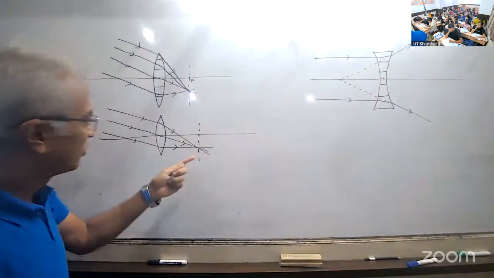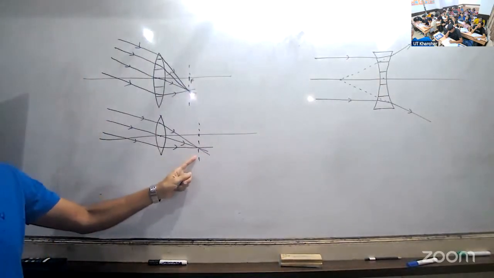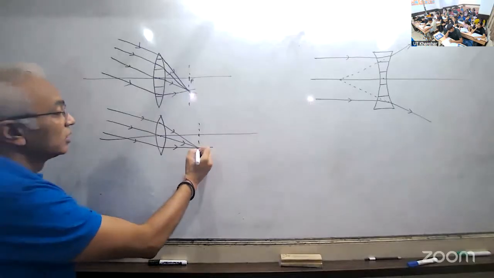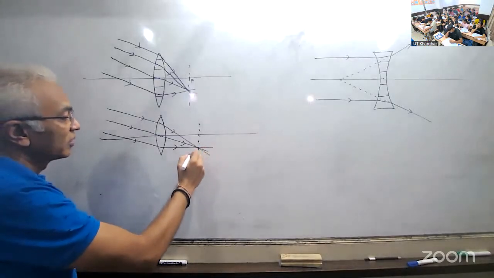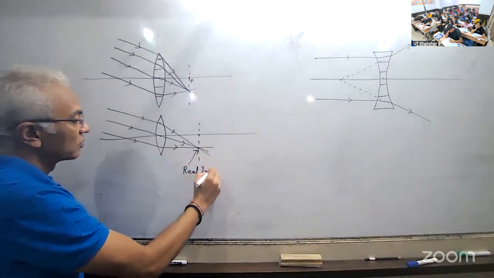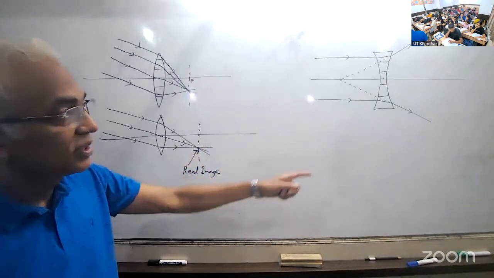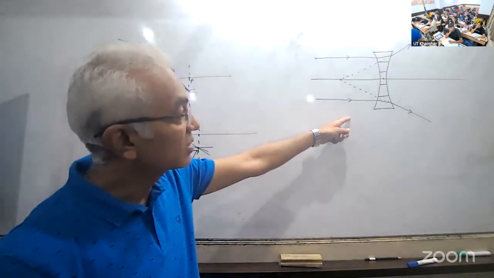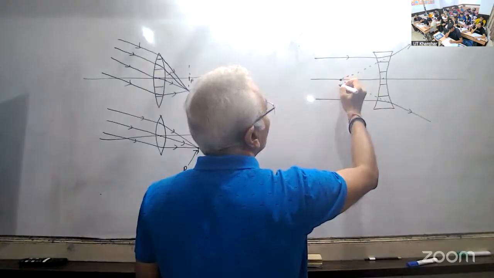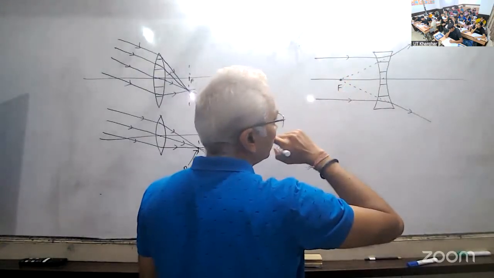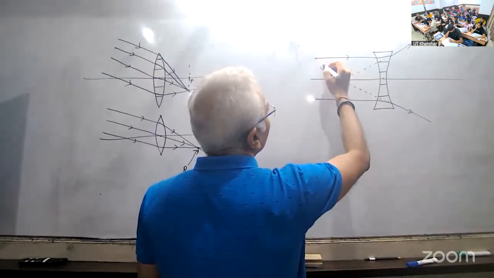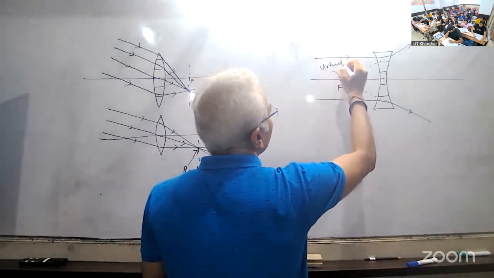So the nature of the image formed is different. Here the image will be real and inverted in case of a convex lens, because the rays are actually meeting. So real images will be formed like this. Whereas in case of a concave lens, the rays are extended backward and this is the focus, right? And this image will be a virtual image.